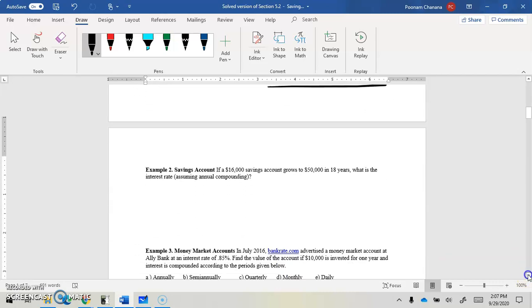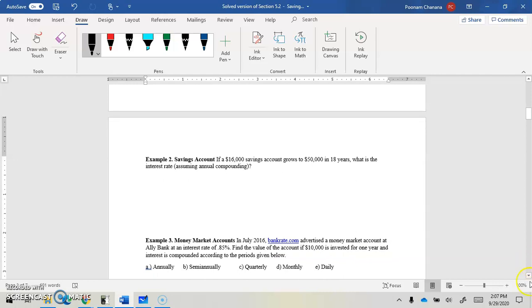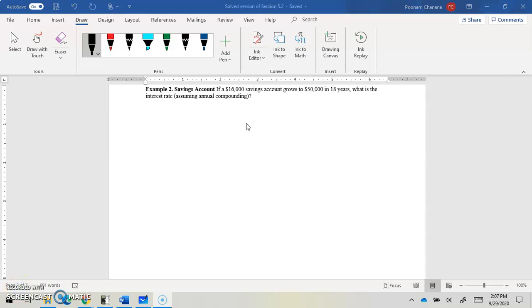Let's do one more example. We have example number 2 here. Read through it. If a $16,000 savings account grows to $50,000 in 18 years, what is the interest rate? Assuming annual compounding. So let's note down everything which is given.